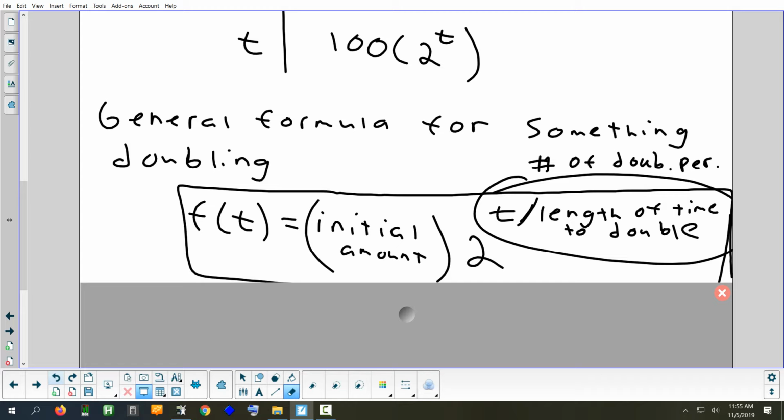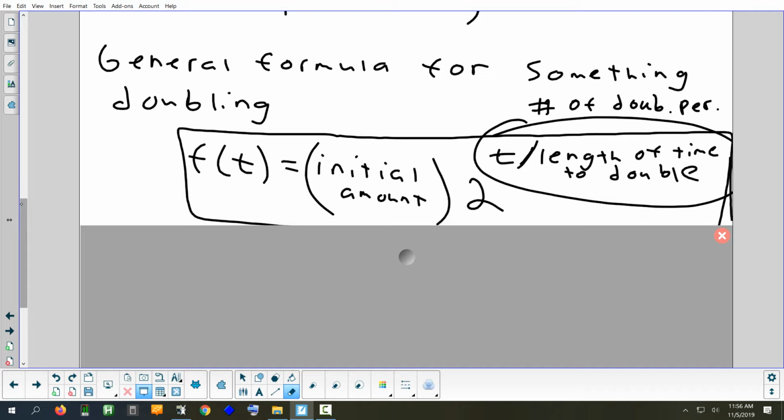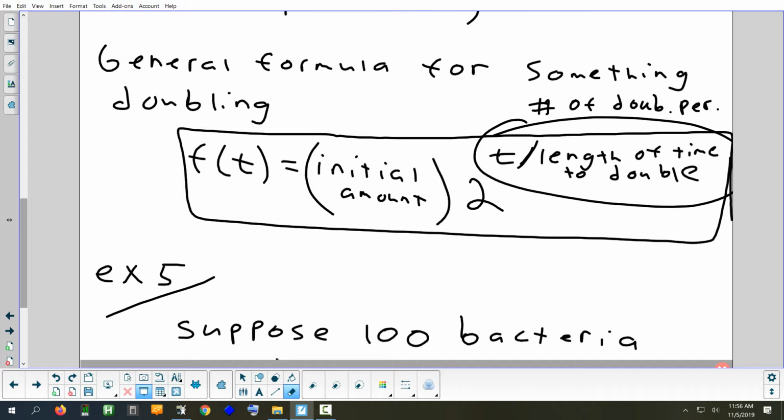Because let's say something doubled every 7 days, and I said 14 days have gone by. It hasn't doubled 14 times, unless it's doubling every day. But it doubles every 7 days. So after 14 days, how many times has it doubled? Twice. It's gone through 2 doubling periods. 14 divided by 7 gives you 2. So you have to make sure that this exponent is the number of doubling periods. If it doubles every 1 unit, then you don't need the denominator. But it's the initial amount times 2 to the t divided by the length of time to double.